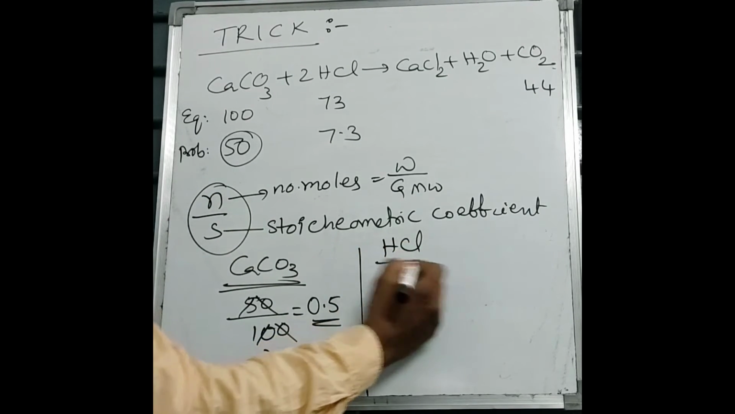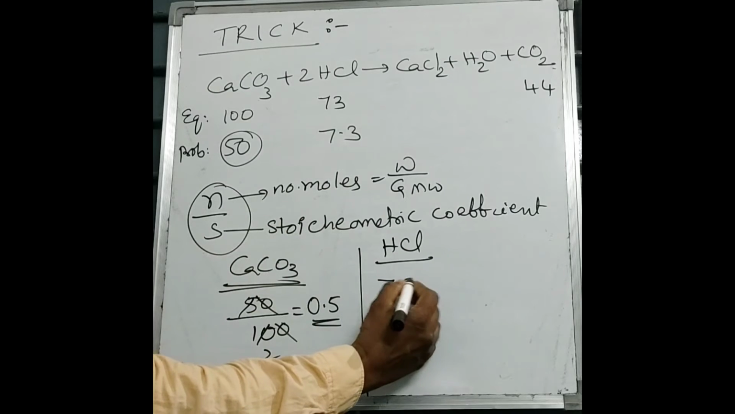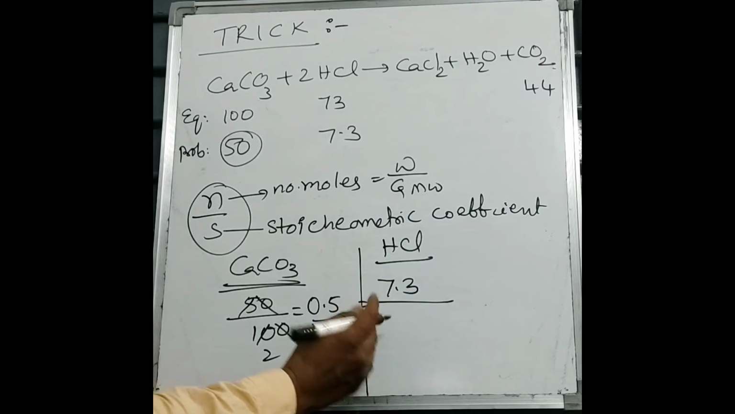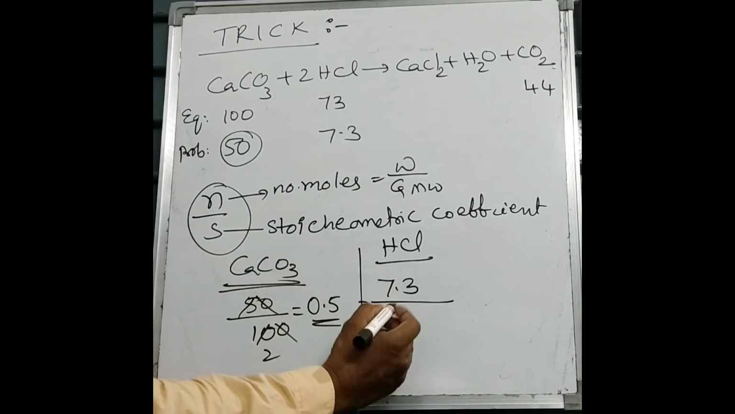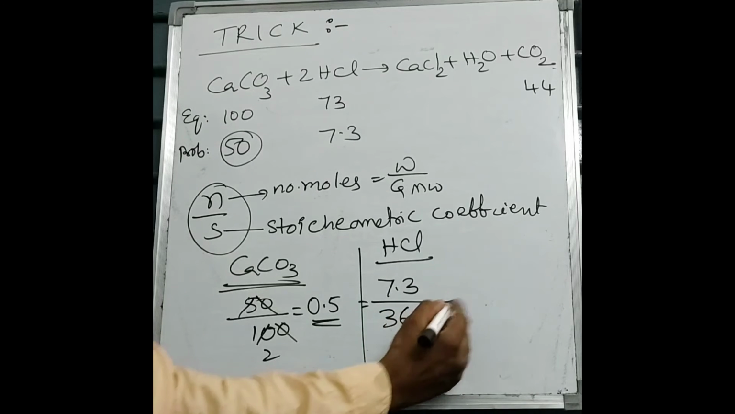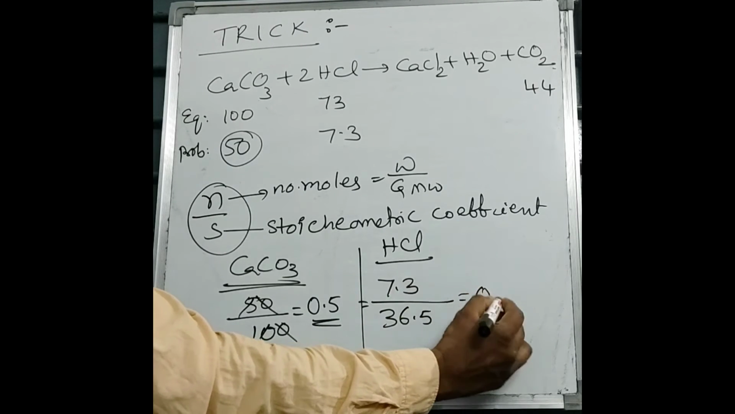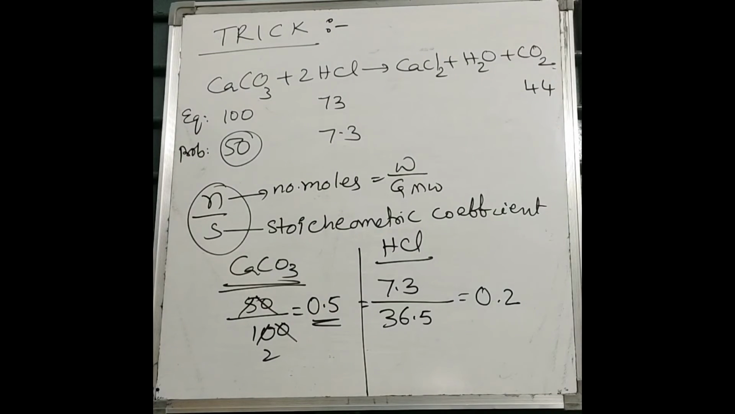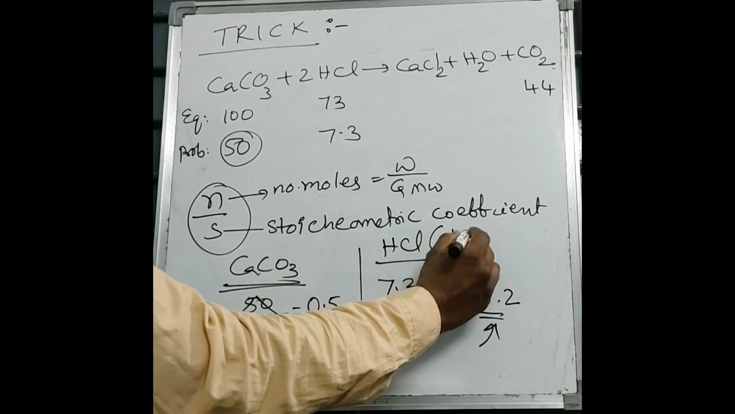For HCl, how much is given? 7.3 divided by the molecular weight of HCl, which is 36.5. That equals 0.2 here. So 0.2 is the lesser one when compared to 0.5. That's why HCl is the limiting reagent.